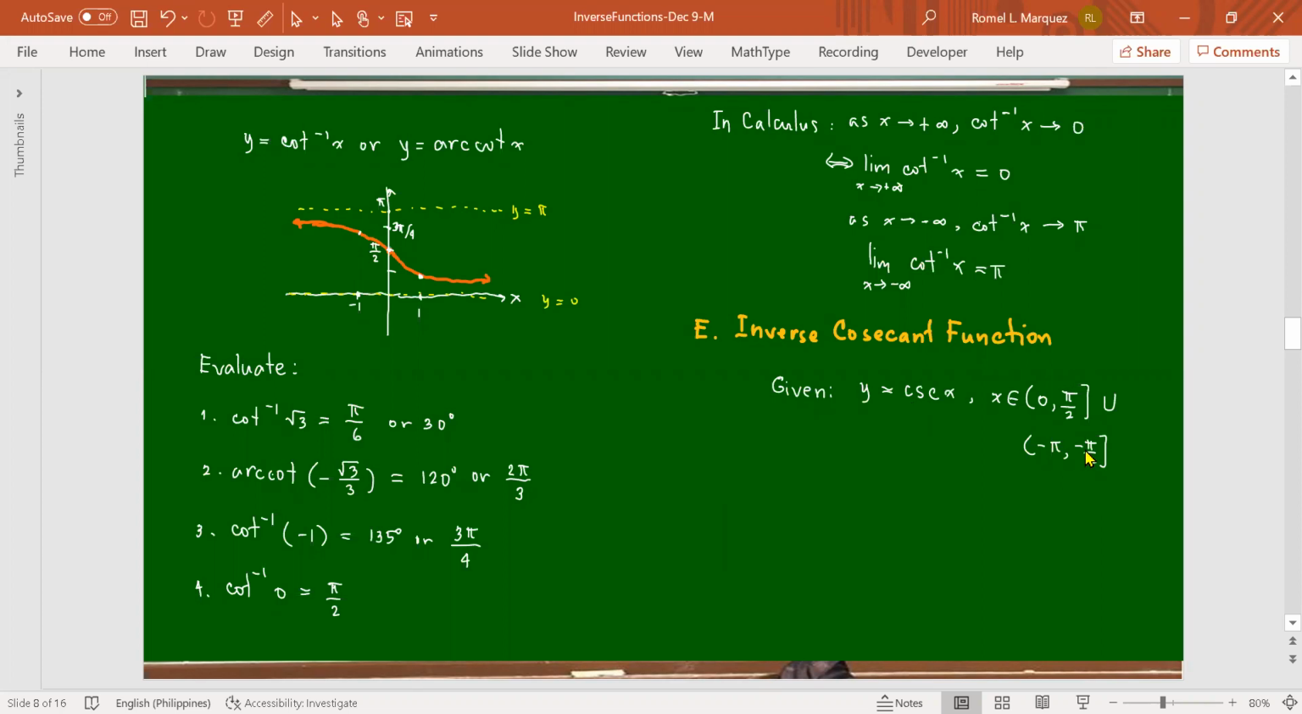So as I said, the different authors have different restrictions for this. There are authors who restrict it to 0 to pi over 2, no problem for the first quadrant. They differ in the other quadrant. Some have 0 to pi. There are some like that. But for us, negative pi to negative pi over 2. There are others who use pi to 3 pi over 2 for the second interval.